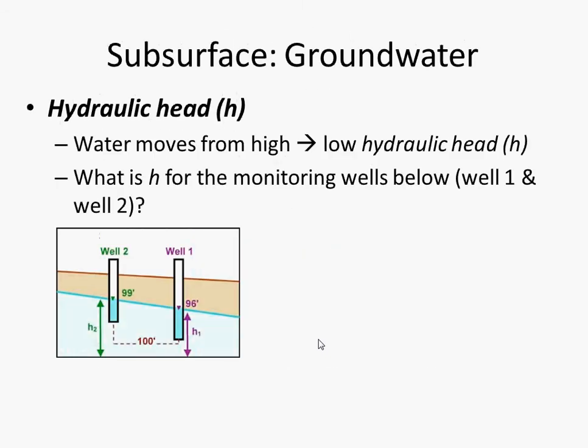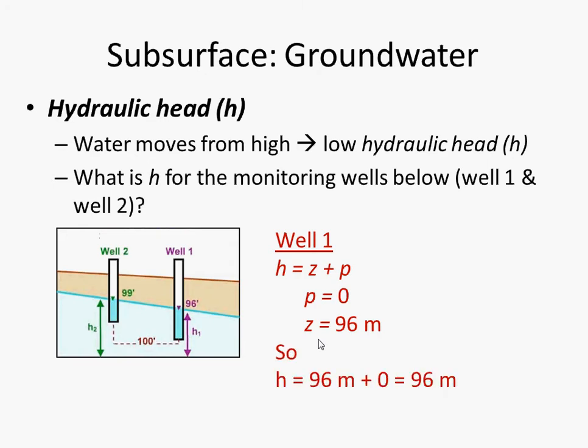Okay, so again, water moves from high to low hydraulic head. So what is H, or hydraulic head, for the monitoring wells below, for well 1 and well 2? Okay, you can stop for a moment, pause the video and think about that, or keep going. Well 1, we know that H equals Z plus P, and in both cases for both wells we're just measuring, using monitoring wells, so measuring hydraulic head at the water table, so P is 0. Z for well 1 is 96 meters, so the hydraulic head is equal to 96 plus 0, it's 96 meters.